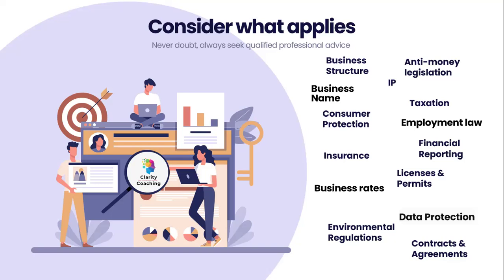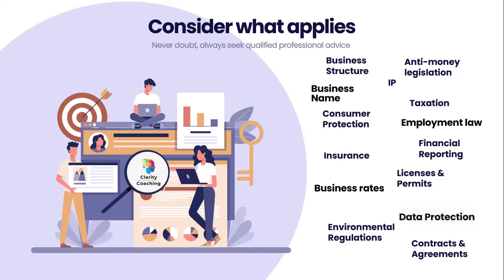You may need to comply with environmental regulations. So complying with regulations on such things as waste management, recycling, or emissions, if they're applicable to your business. Financial reporting. You may need to be able to maintain accurate and up-to-date financial records. You may have to supply annual accounts, so preparing and filing annual accounts with Companies House, because you're a limited company, is something you have to do.